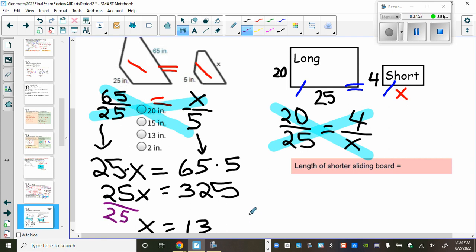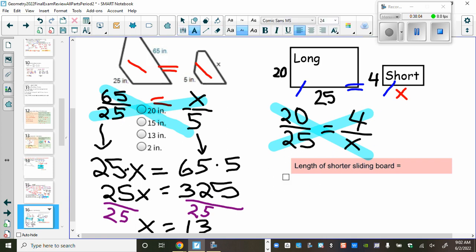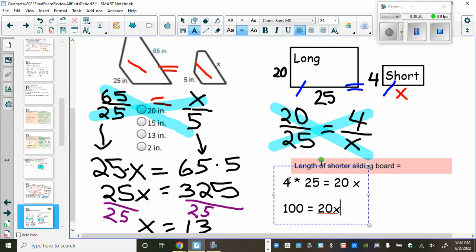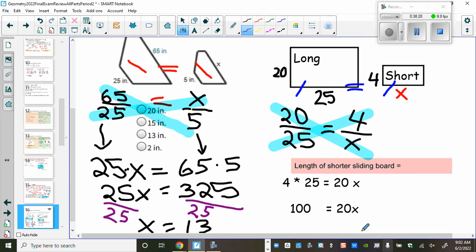Yep, divide by 25. The other one's going to be the exact same idea. So you would have 4 times 25 equals 20 times x. But what's 4 times 25? Think about quarters. 4 quarters gives you $1. 20x. Now, how do we get the x? What do we have to do to both sides? There you go. Divide by 20. And then what's our result? 5 is x. Good.